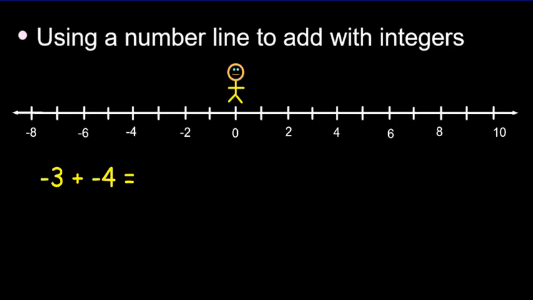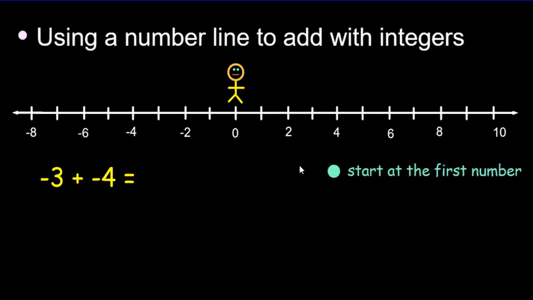All right, moving on. First thing we want to do is review how to model adding with integers on a number line. So anytime you have positive and negative numbers being added together, we can use a number line to model them. And this will help you to better understand what is taking place when you're adding with positive and negative fractions and decimals. So looking at the first example, we have -3 plus -4.